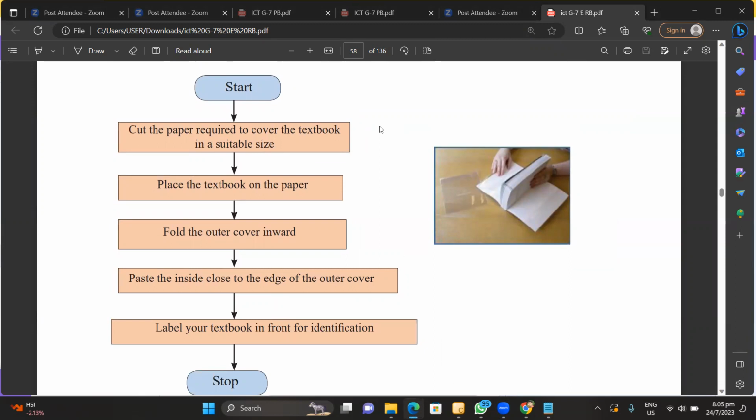You can create a robot to do the same. Anyway, when you are doing that, you can see all the tasks need to be followed one after the other, so each step is coming after the previous step. So this is in an order. Cut the paper, then place the paper, then fold the outer cover, then paste the inside, close the edge and outer cover, and then label your text in front for the identification. Like you can see, all are in an order.